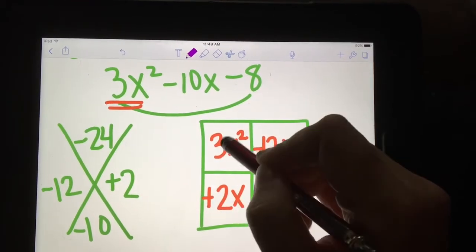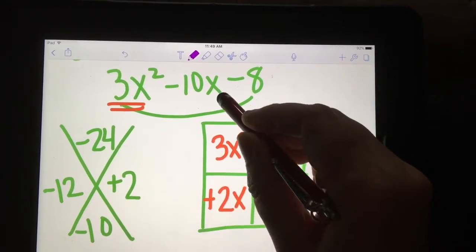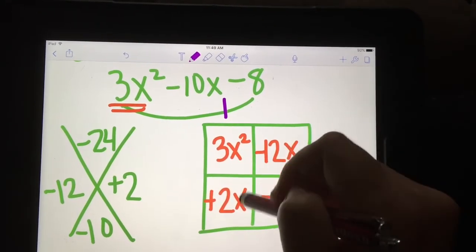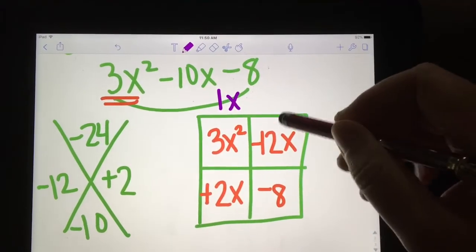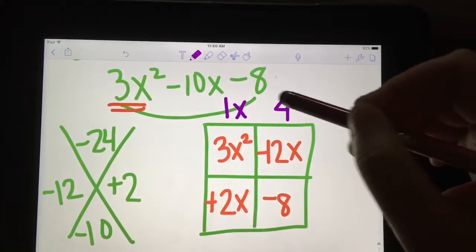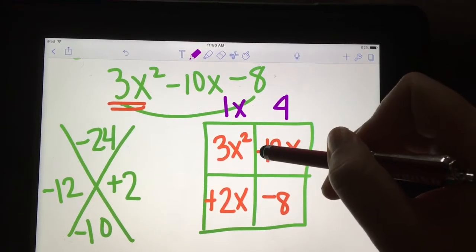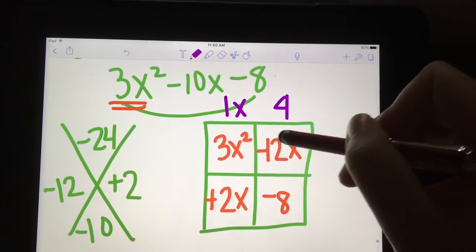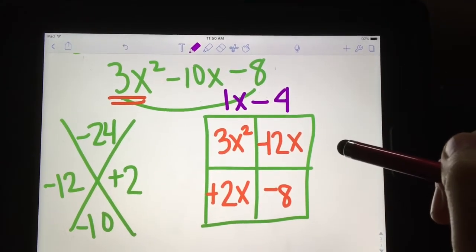So I'm going to start here. I look for the GCF of my numbers, and it's a 1. I look for the GCF with my variables, and that's an X. I'm going to look for my GCF here, and that's going to be 4. But remember, I said that the sign in front of this number matches the sign right next to it. So since this is a negative 12, this is going to be a negative 4.